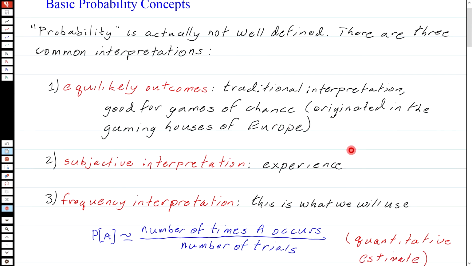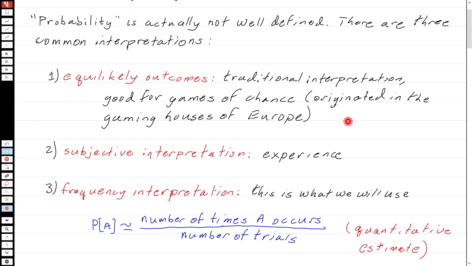Another interpretation is just the straightforward subjective interpretation. This requires experience, so you estimate probabilities just based on how often you've seen something happen in your experience. The problem with that subjective interpretation is that it's not so easy to quantify. So mostly in probability theory we use the last interpretation, which is the so-called frequency interpretation. And that's what we're going to use in this course.